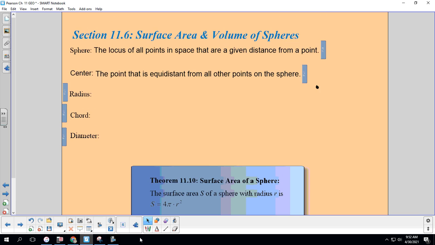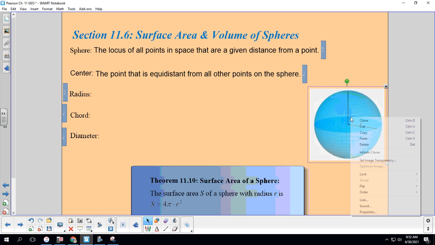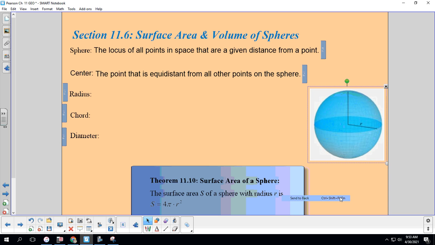It's interesting, I don't have a picture. Hold on, let me go grab a picture for you. Here we go. I'm much more of a visual learner. All right, so we'll put our little dot at the center. So it is all these points around that are the same distance from our center.